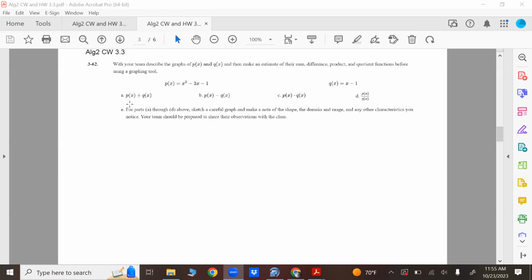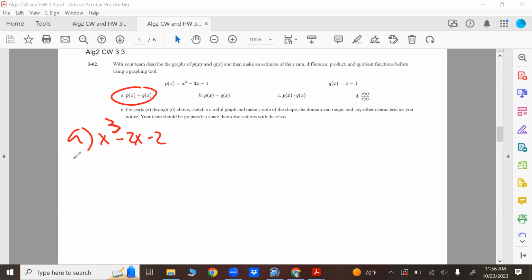So let's look at part A of 62, right? So you're asked to estimate their sum, difference, product, and quotient functions before using a graphing tool. So for parts A through D, sketch a careful graph, make a note of the shape, domain, range, and so on, right? So let's do it right now. Okay, so this one's easy, just adding these guys. So what happens? You have x cubed minus 2x minus 2, right? Just adding p and q, right?